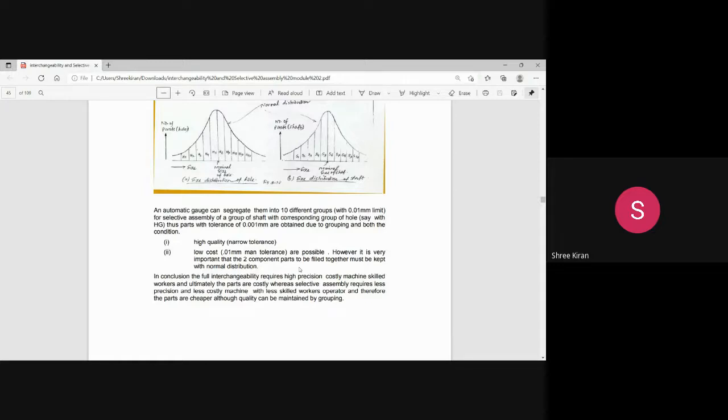So we will end the topic of interchangeability and selective assembly with today's class. Next class we will be discussing the standards of measurement.